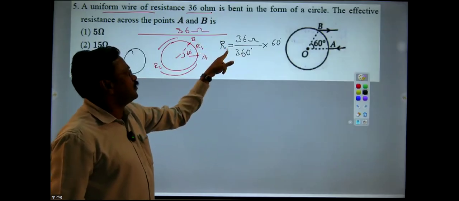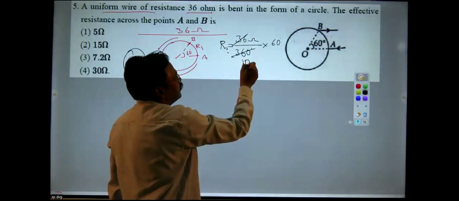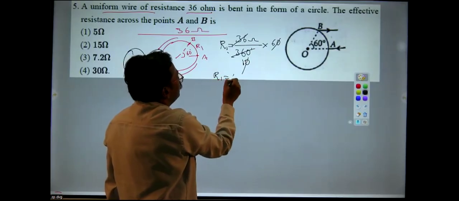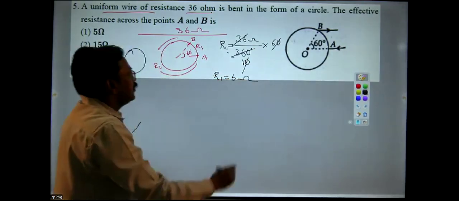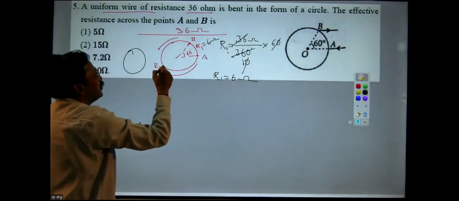So this gives us the R1 value. If you simplify, this is 10 times. Okay, so if you simplify this, you will get R1 is equal to 6 ohm. Okay, if you know R1 is 6 ohm, if R1 is equal to 6 ohm, you tell me what is R2?